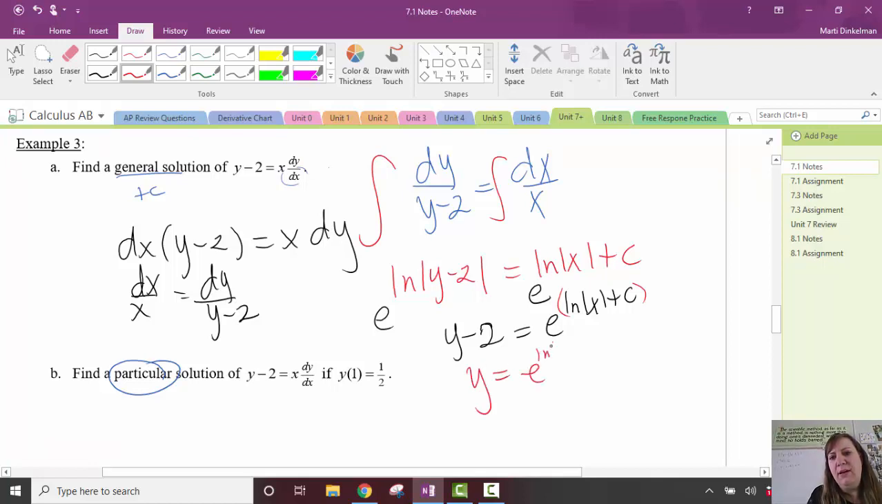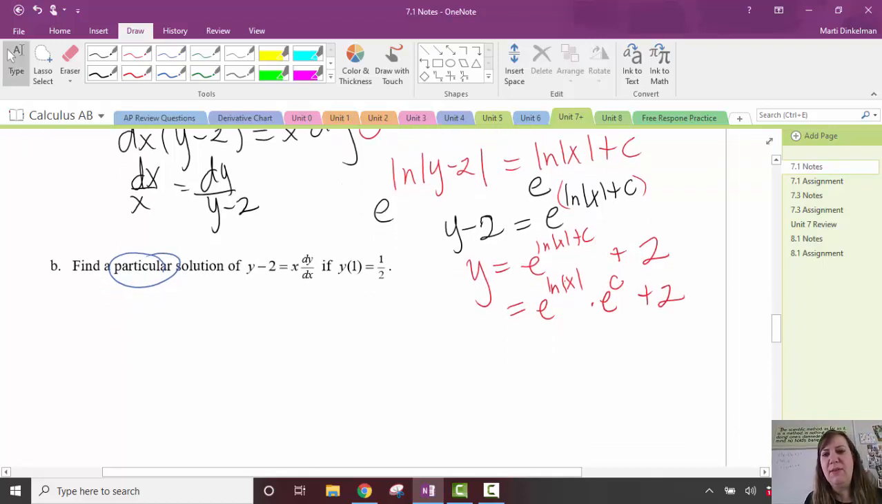So e to the ln x plus c, and then plus 2. Okay, they might simplify this, so I just want to talk about this for a second. So exponent laws. When we add exponents, it's because we had something where they were multiplied together with the same base. Okay, so that is the same thing.